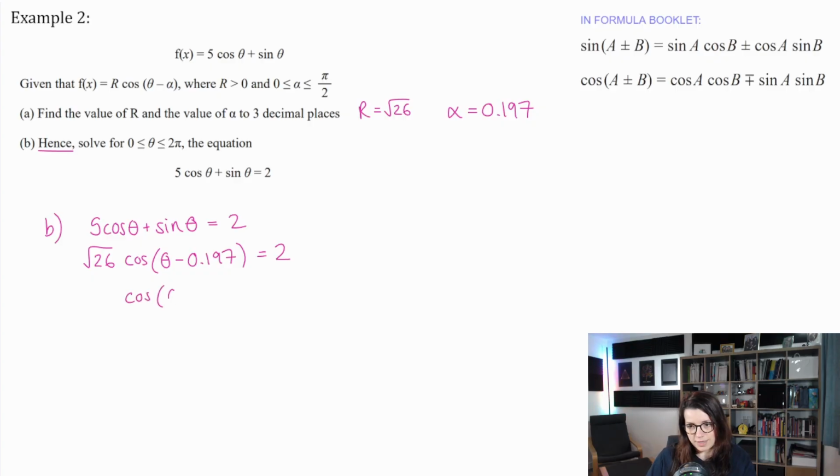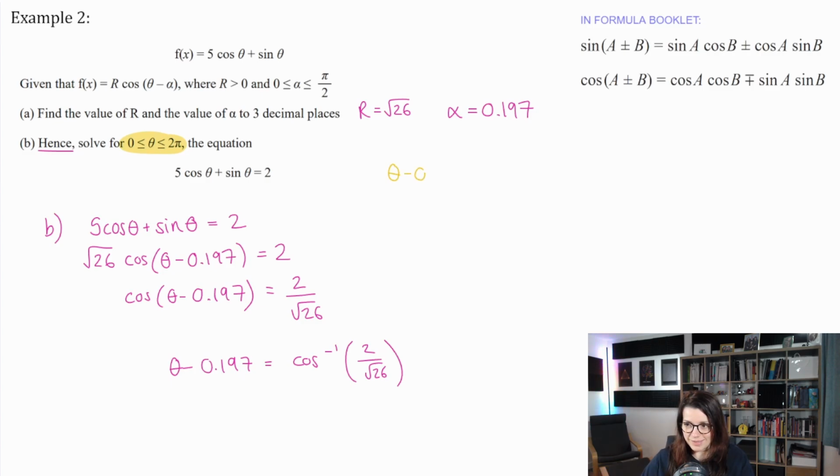So let's go ahead and do that. Divide through by root 26, inverse cos. We want theta to be between 0 and 2 pi. So that means we want theta minus 0.197 to be between minus 0.197 and 2 pi minus 0.197, which is 6.086. The first answer that comes out of the calculator is 1.168. That's within range, that's fine.